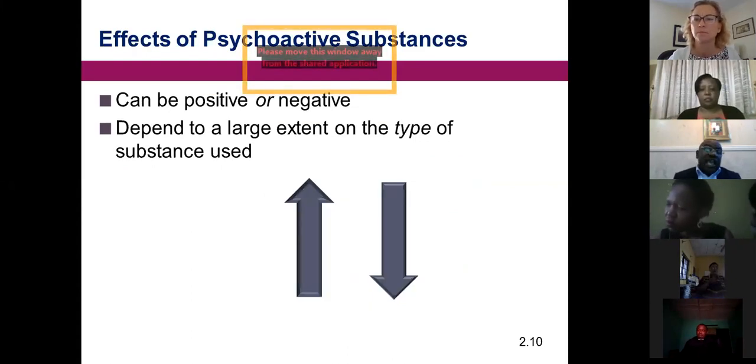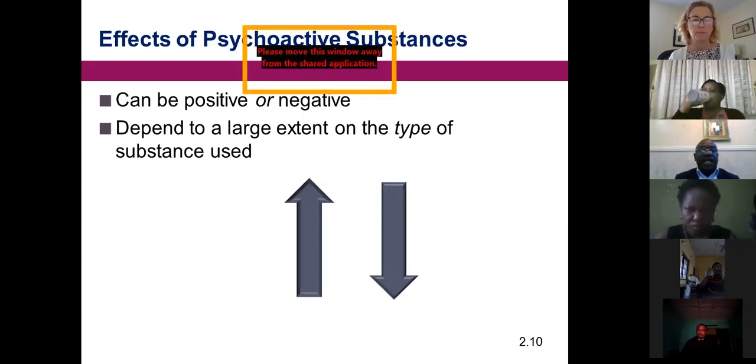So everyone has their own reason for using psychoactive substances, and that's why it is nice for us to get to know why they take them. Then we'll be able to know how we help them when we come to intervention, because it can either be positive or negative.